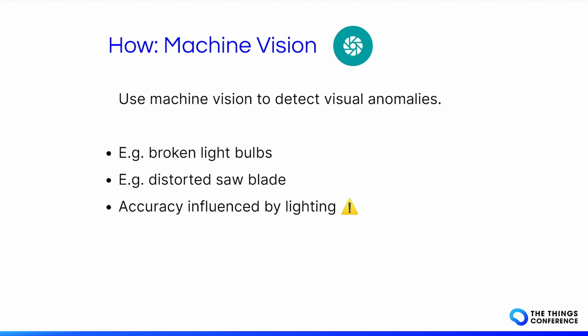Another option for predictive maintenance is to use machine vision. You can use machine vision to detect visual anomalies. An example could be to detect a broken light bulb or to detect a distorted saw blade. For machine vision, the accuracy is influenced by lighting.